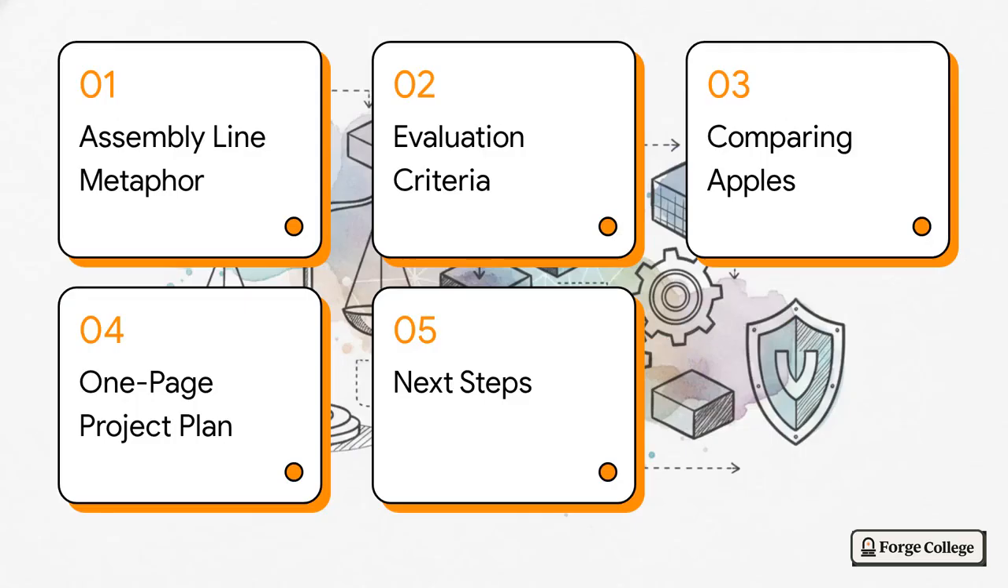Here is our blueprint for today's explainer. We'll start with the assembly line metaphor, then define our evaluation criteria, learn to compare apples to apples, map out our one-page project plan, and wrap up with next steps.